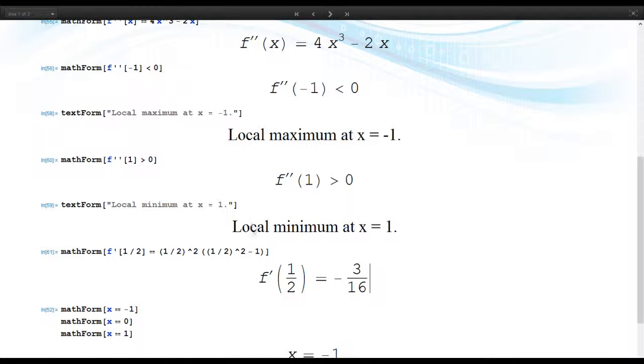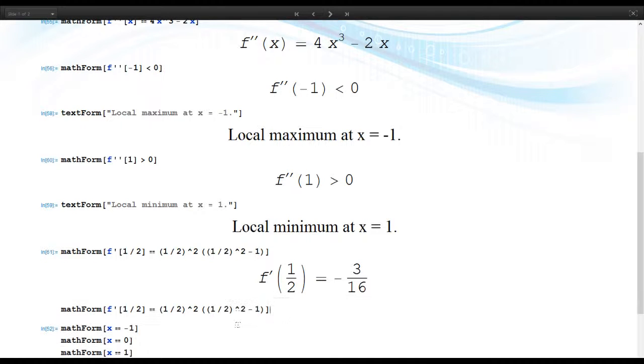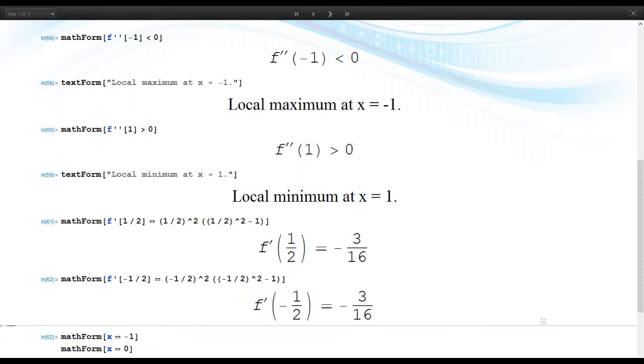And we're going to do the same thing, plugging in negative a half. And that'll tell us what the sign of the derivative is on the left side of 0. So f prime of negative 1 half equals negative 1 half squared times negative 1 half minus 1. We see that's also a negative number.